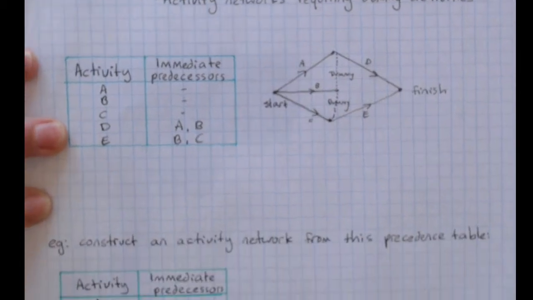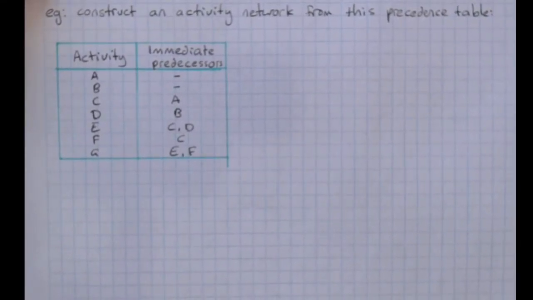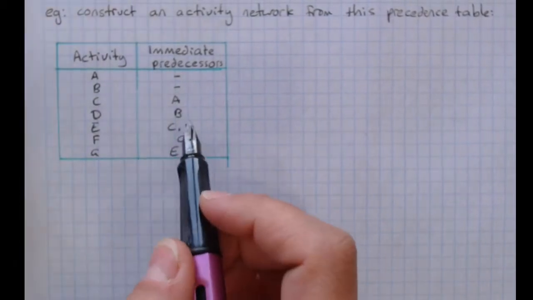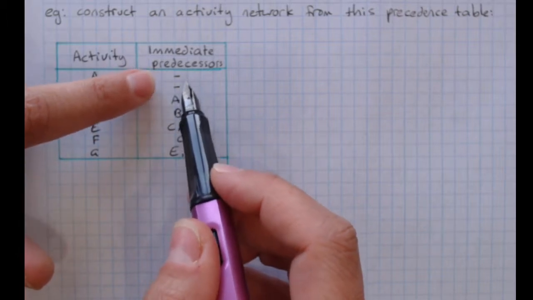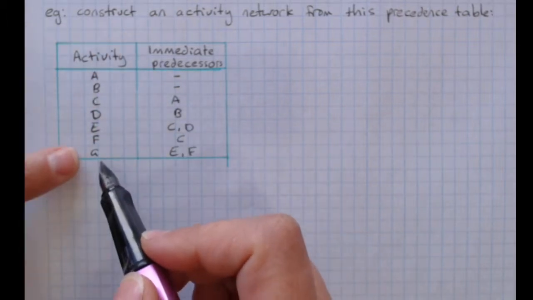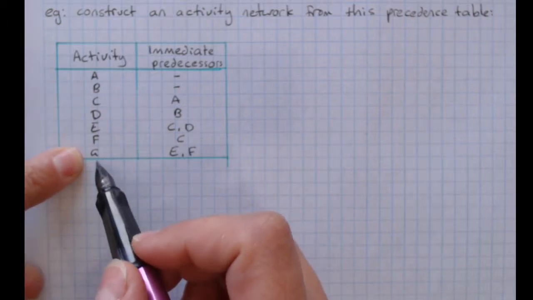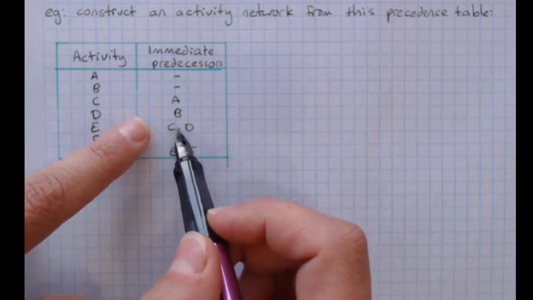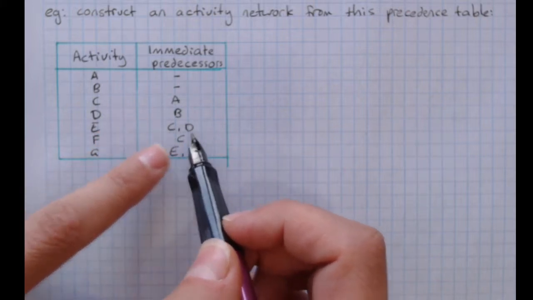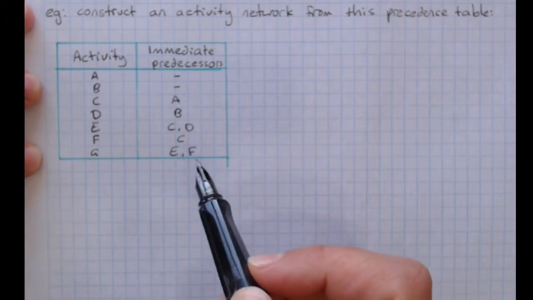So our example, construct an activity network from this precedence table. So when you're looking through before you get started, you start looking at what has no immediate predecessors. That's where we're going to start. What is not a predecessor for anything else? G isn't, so G will lead to the finish. And then we're scanning down here and we see that C is required for E and F, but E also needs D. So that tells us we're going to need a dummy.